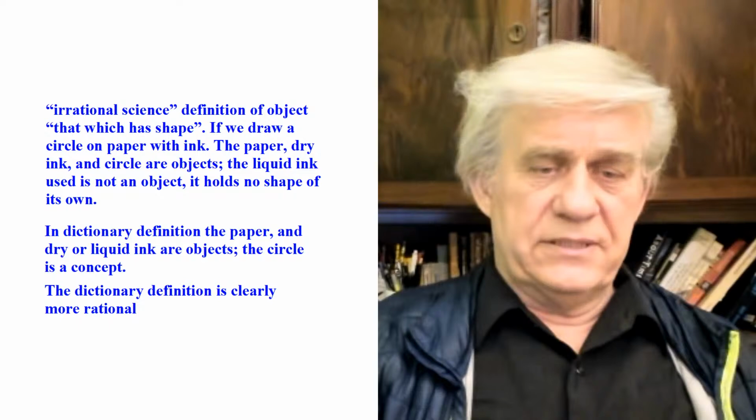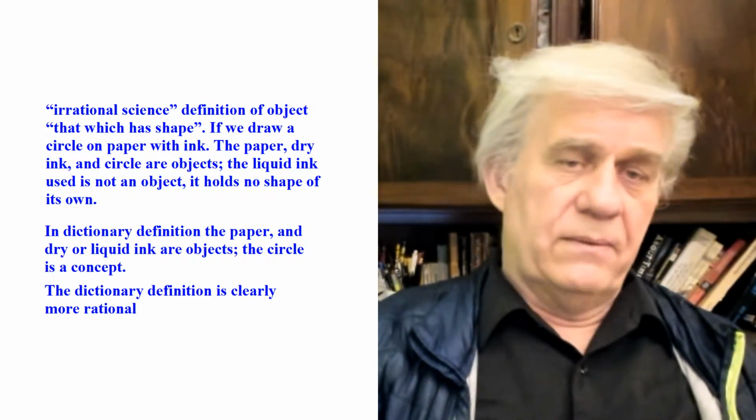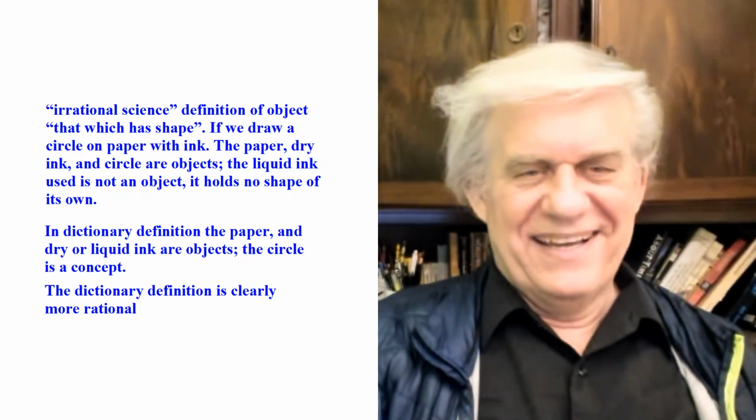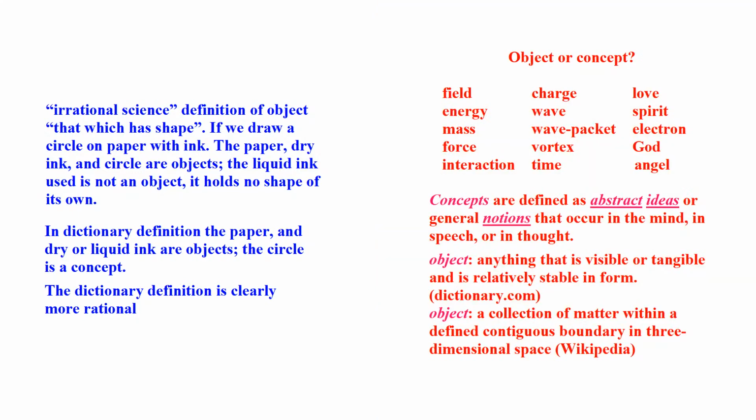"The dictionary definition is clearly more rational." Okay, let's address these issues and see what the counterarguments are. The question here is the following. Concepts are defined as abstract ideas. This is according to the dictionary. In other words, we don't know what a concept is. We don't have a definition from the dictionary. Here you can see it says concepts are defined as abstract ideas or general notions, this is out of Wikipedia, that occur in the mind, in speech, or in thought.